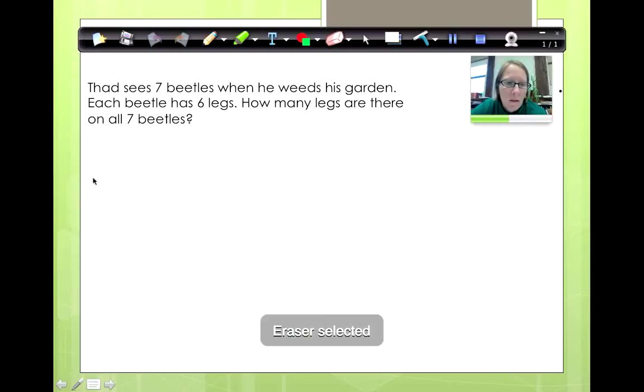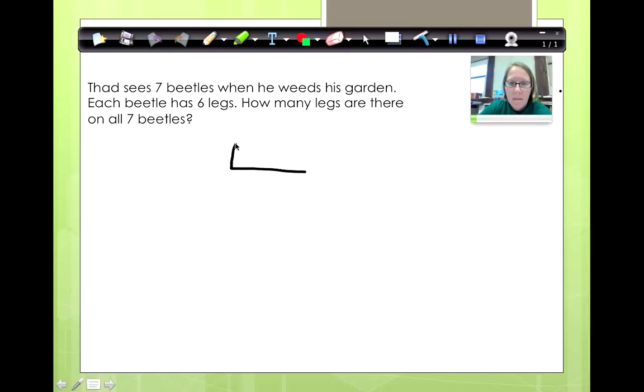Now, here we are. Thad sees 7 beetles when he weeds his garden. Each beetle has 6 legs. How many legs are there on all 7 beetles? Okay, I'm going to pause this. Thad sees 7 beetles. So let's do a tape diagram. And each beetle has 6 legs. How many legs are there on 7 beetles? So I'm going to need a piece of tape for every single beetle. 1, 2, 3, 4, 5, 6, 7.